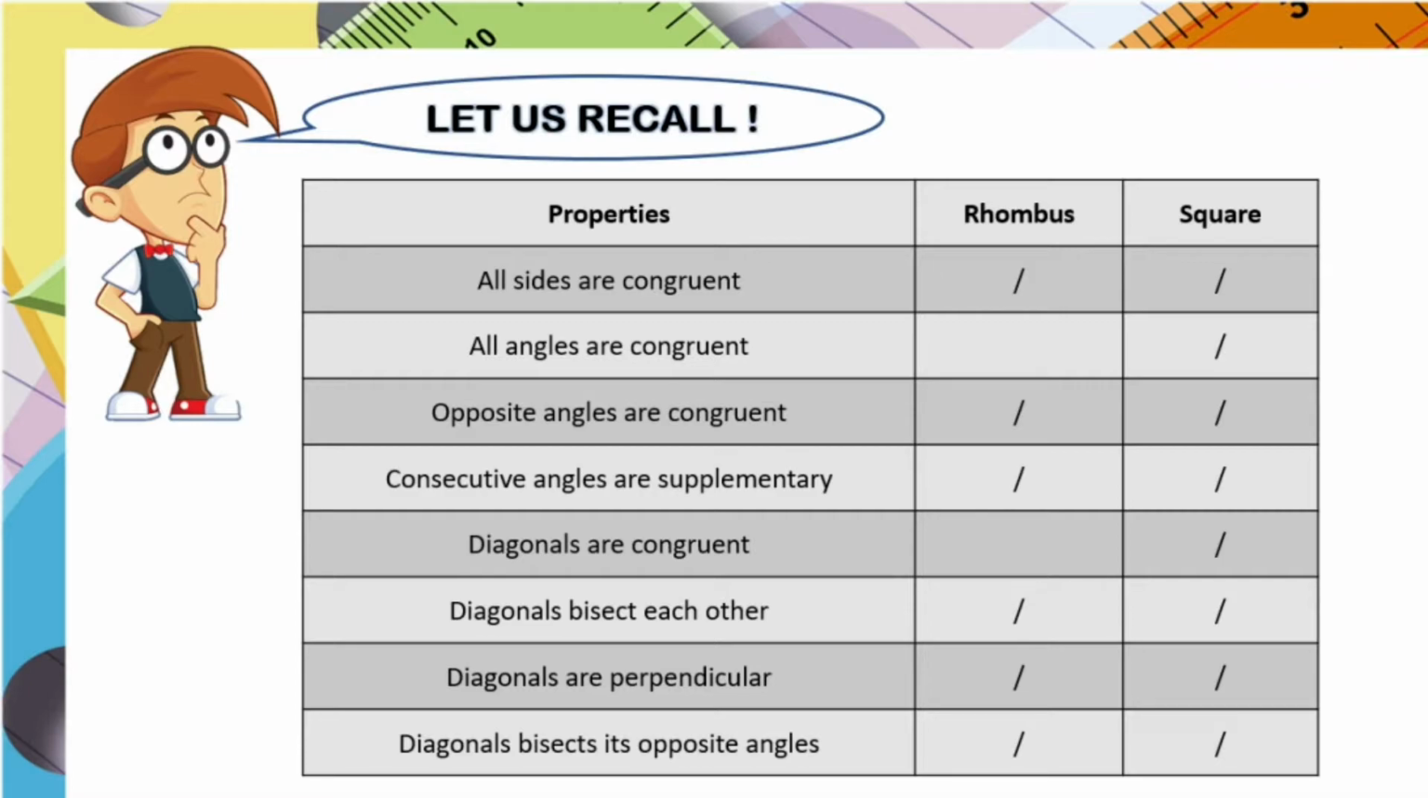Both rhombus and square sides are all congruent. All the angles of a square are congruent. Square diagonals are congruent. Both square and rhombus diagonals bisect each other. Both diagonals of square and rhombus are perpendicular. And lastly, both diagonals of square and rhombus bisect the opposite angles.